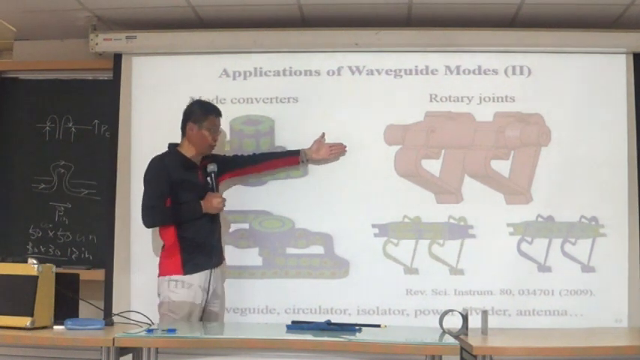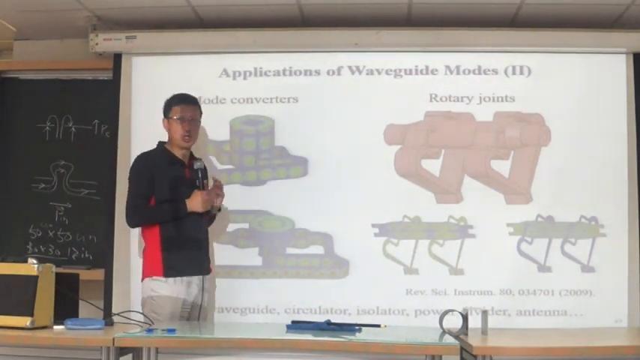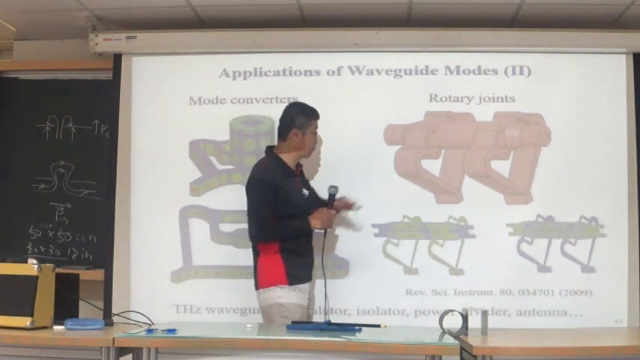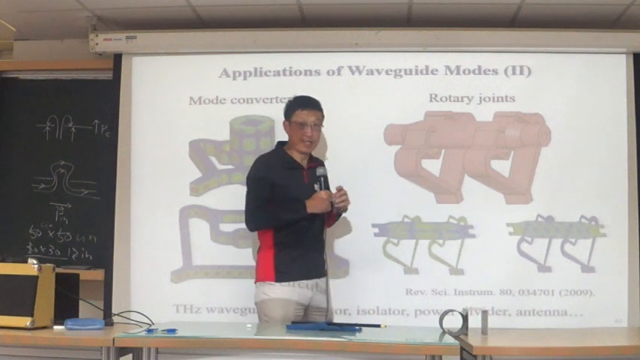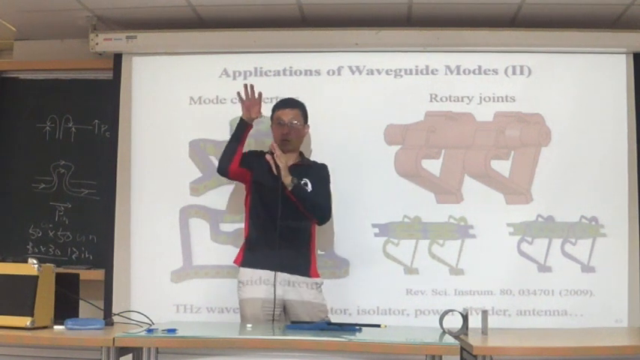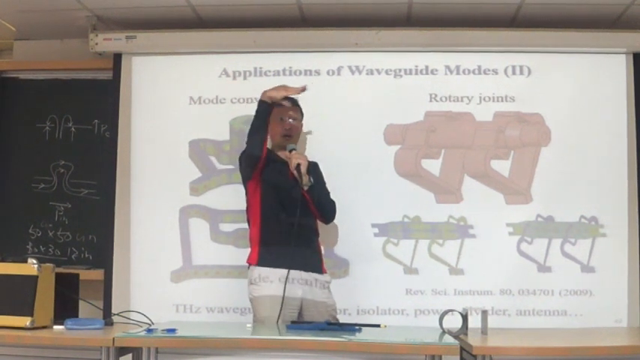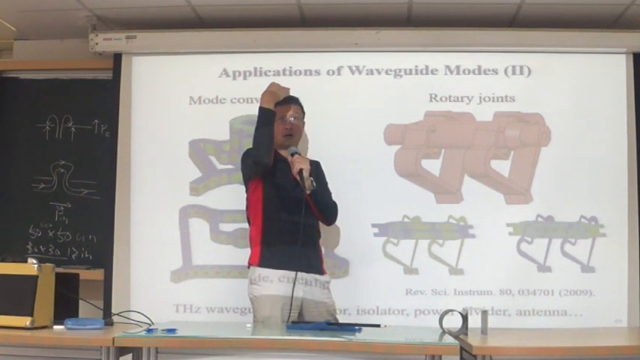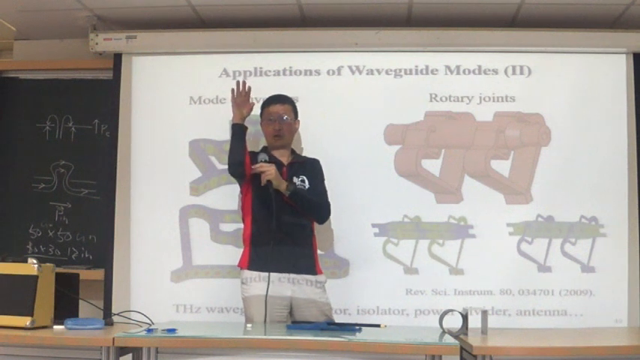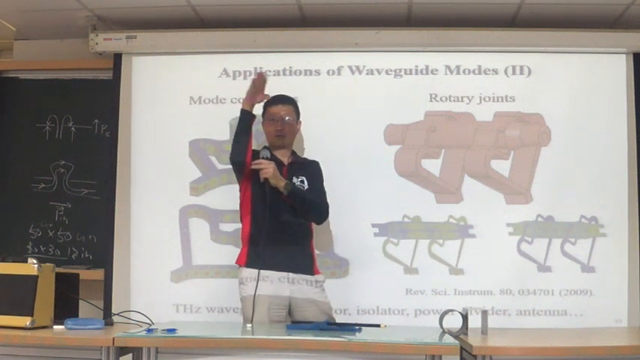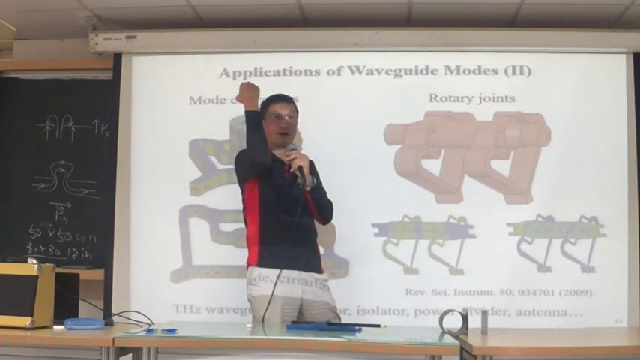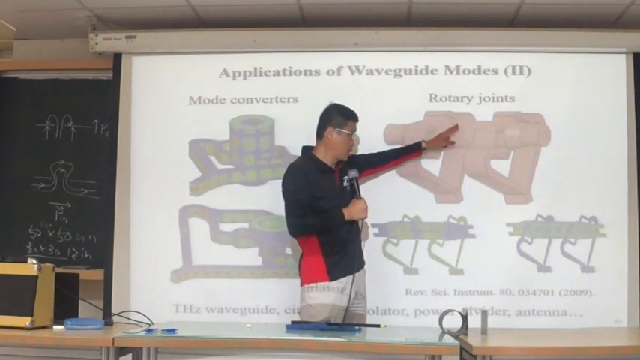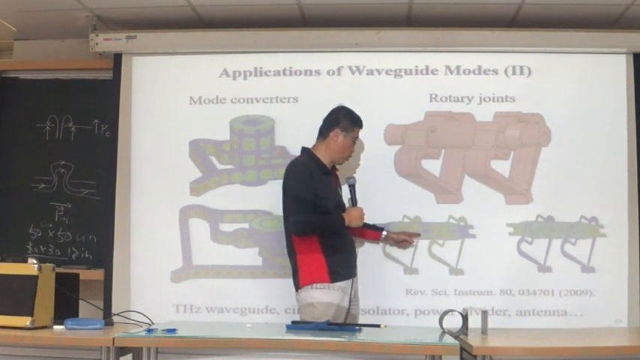We can use something that looks like a rotary joint. What is the rotary joint? That means we have these two joined together with a ball bearing and can be rotatable. So you can control your signal to different directions without loss, because these two modes are the best. This mode is the best mode.